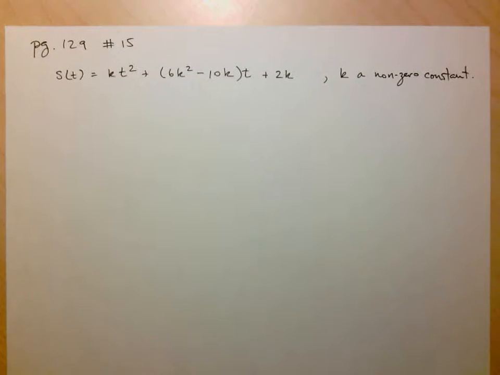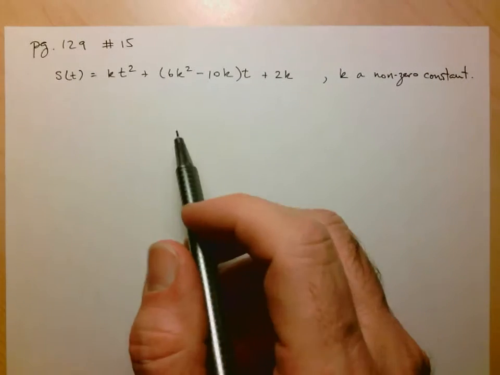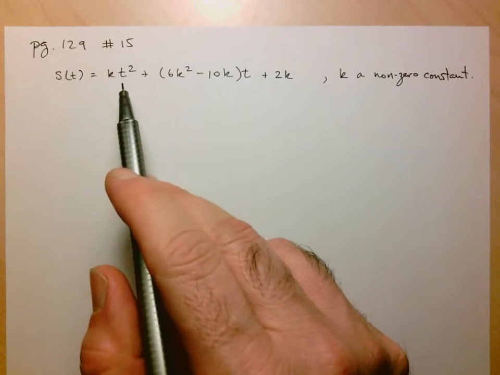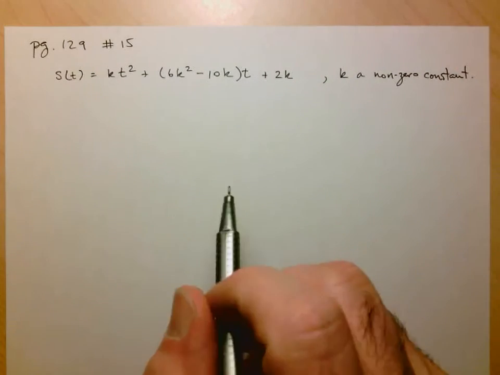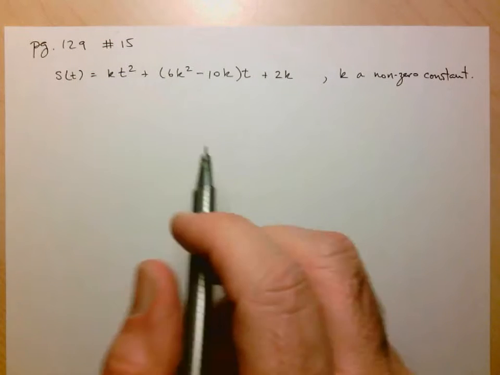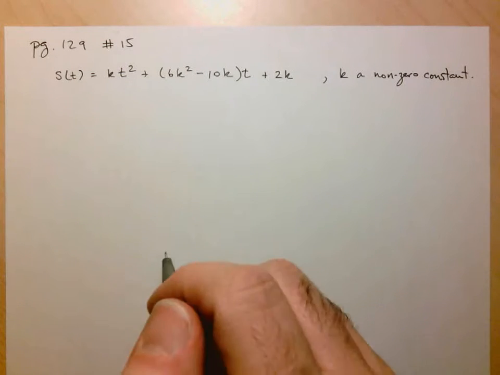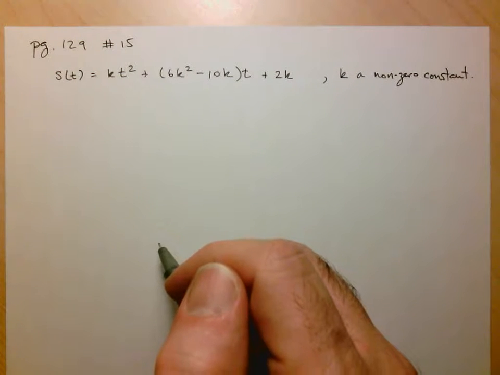Hi folks, we're going to take a look at page 129, number 15. Here they give us this position function, but it's got this k value, which is a non-zero constant. So keep in mind that as you're working with this, all these k's just represent some unknown constant.